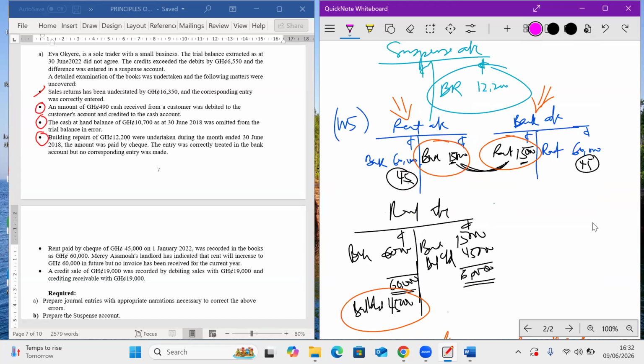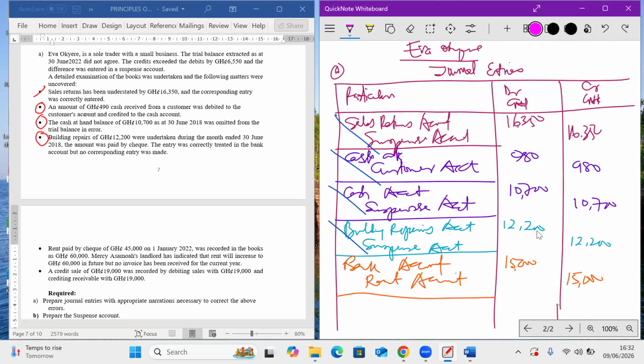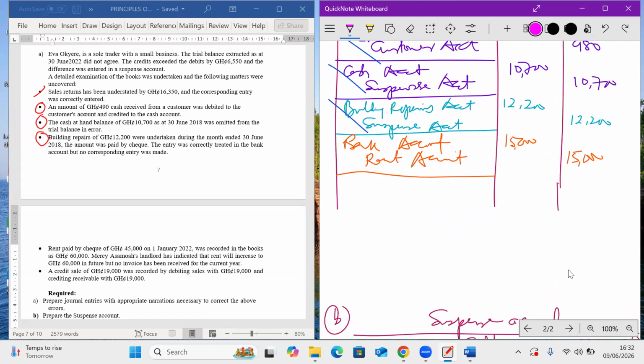Receivables. Let's go. It's not difficult. Hey. Receivable, keep quiet before. Sorry.